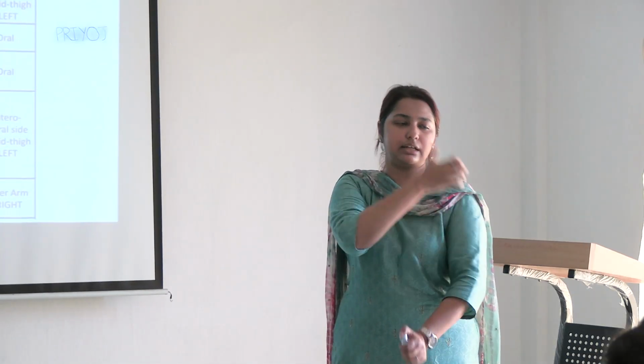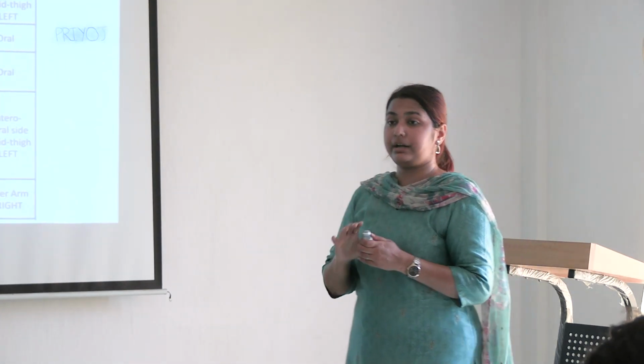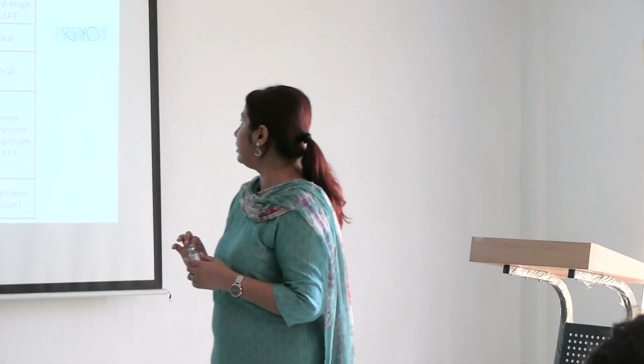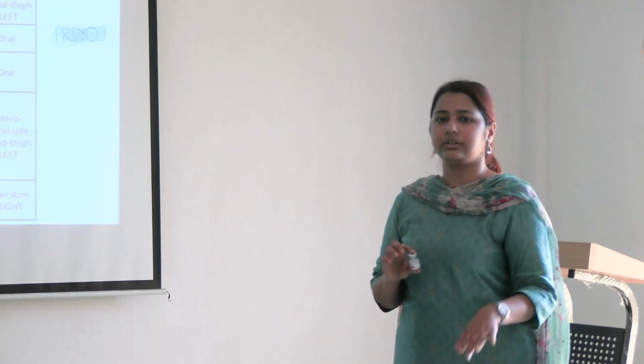Intramuscular means directly to the muscle level at a 90 degree angle. Hepatitis B vaccine is intramuscular, and it is given on the left anterolateral thigh of the child.